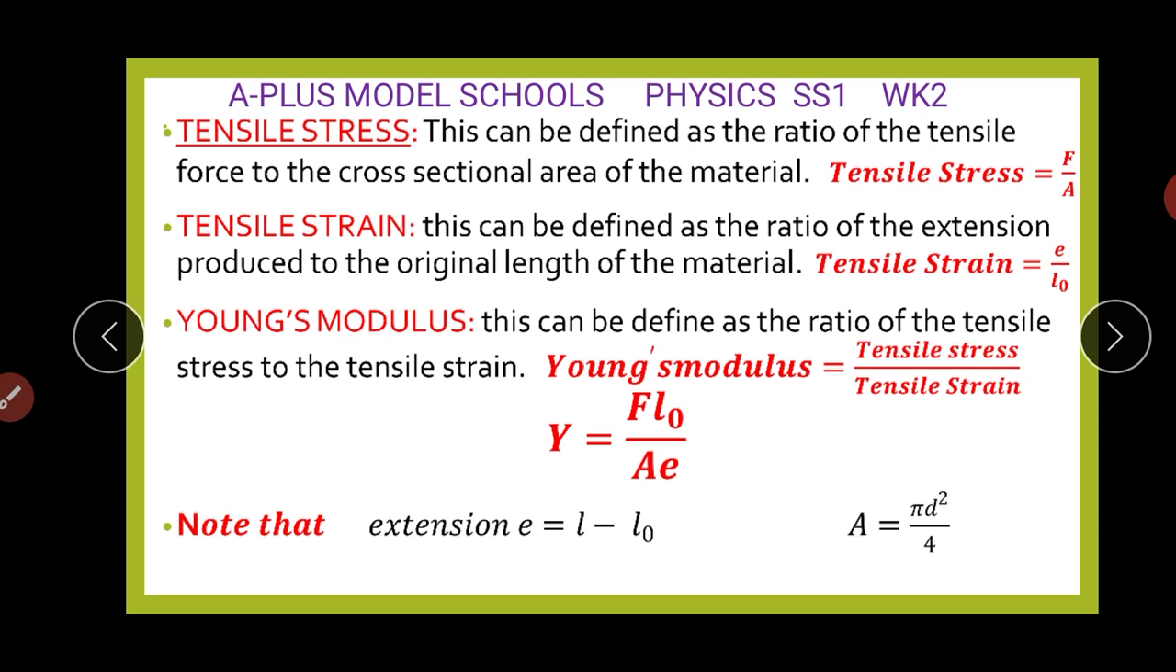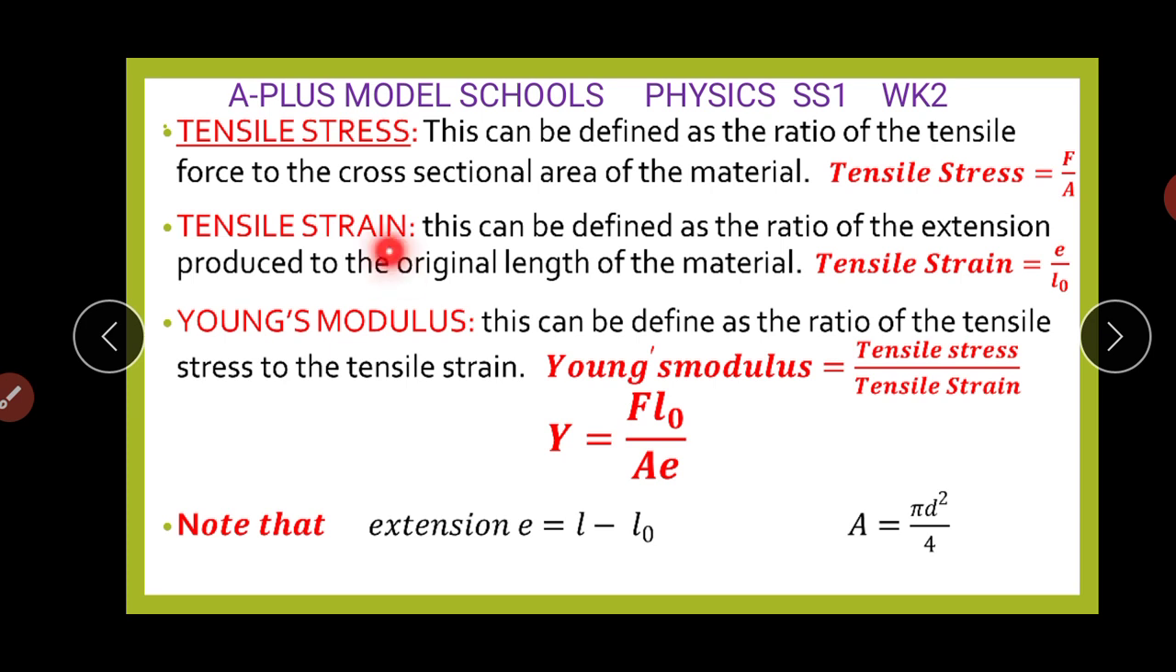Let's quickly look at the tensile stress, strain, and Young modulus. Tensile stress can be defined as the ratio of the tensile force to the cross-sectional area of the material. So tensile stress is force over area. When you are asked to find the stress of a material, just get the force on that material over the area of the material.